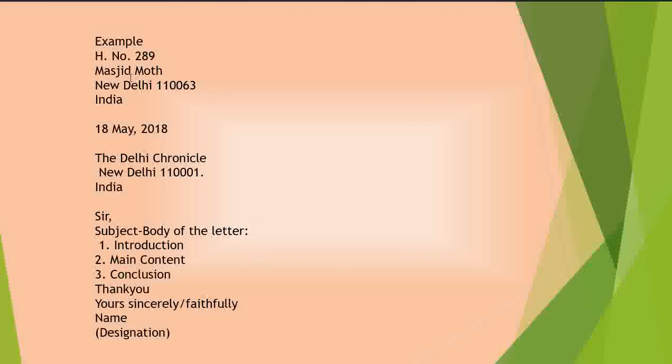Let us see the gist of this letter. You have the self address, date, the recipient's address, where 'The' is added over there. Salutation, you can write Dear Sir. And then you have your subject, introduction, body, conclusion, 3 paragraphs. Thank you. Yours sincerely or faithfully, anyone, not both. Name and designation. You can write signature, name, and designation. It's up to you how you would like to close your letter.